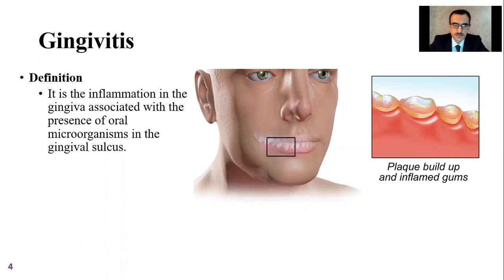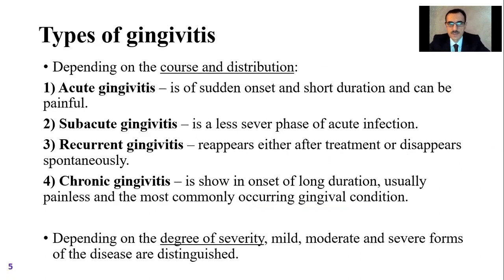Gingivitis is an inflammation in the gingiva associated with the presence of oral microorganisms in the gingival sulcus. There are four types of gingivitis depending on the course and the distribution. First, acute gingivitis is of sudden onset and short duration. It can be painful. Subacute gingivitis is a less severe phase of acute infection. Then recurrent gingivitis reappears either after treatment or disappears spontaneously. And chronic gingivitis shows onset of long duration, is usually painless, and is the most commonly occurring gingival condition. Depending on the degree of severity, mild, moderate, and severe forms of the disease are distinguished.